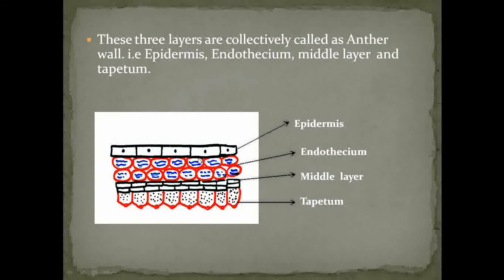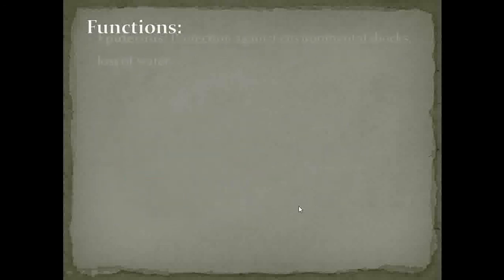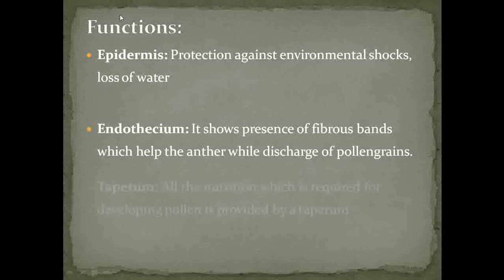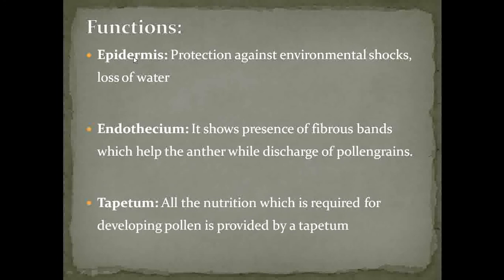So these four layers together are called the anther wall, that is the epidermis, endothecium, middle layer and tapetum. Next we see the functions of each layer. The epidermis, as it is the outermost layer, protects the pollen grains from environmental shocks, as well as avoiding the loss of water.